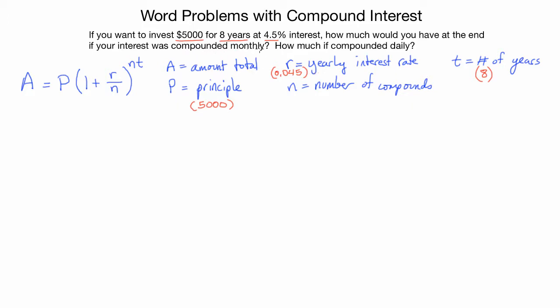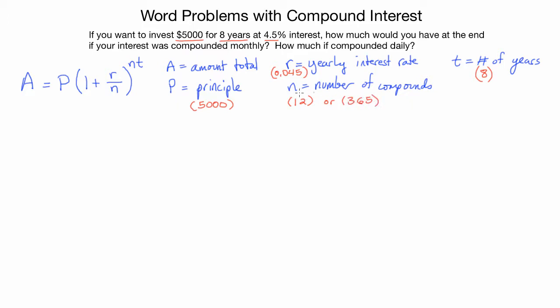But now I have to think about the number of compounds. So compounding monthly would mean I'm going to do 12 times per year. So I'm going to put 12 in for n. But if I compound daily, well, that's 365 times a year, right? So I'm going to put that in for n.